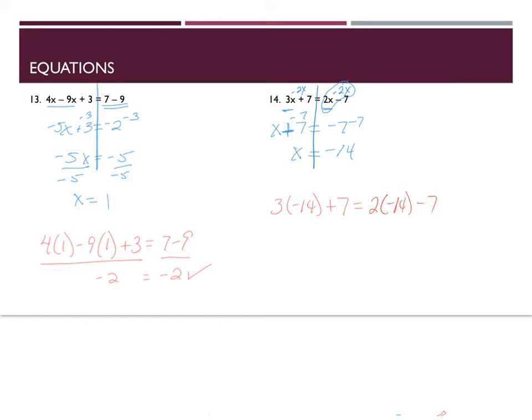So, on my calculator, I'm going to do 3 times negative 14 plus 7. And that gives me negative 35. On the right, I do 2 times negative 14 minus 7. That also gives me negative 35. And my answer checks.